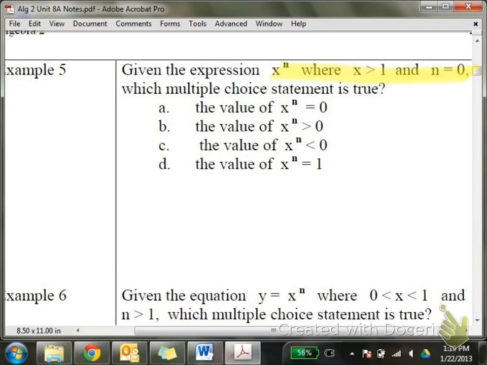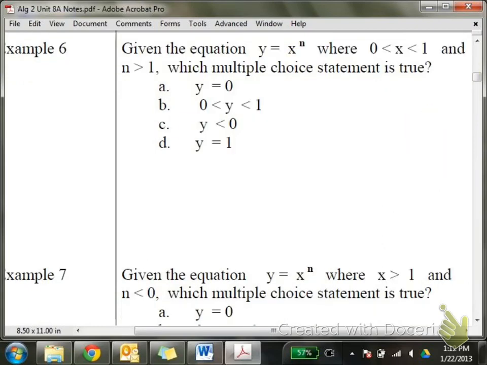Okay, so let's take a look at it. Example 5. X has to be greater than 1. So what's the smallest number we can plug in for x? 2. N has to equal 0. So what do I have to put in there? 0. What's anything to the power of 0? 1. So what's my answer? D.